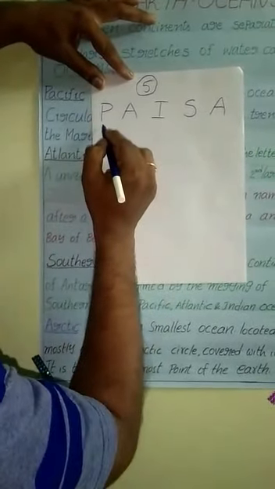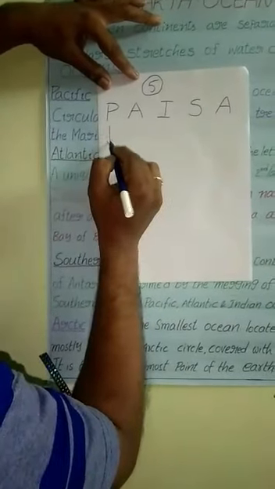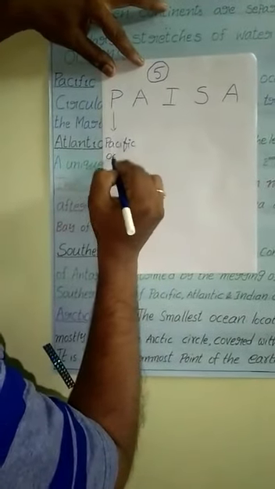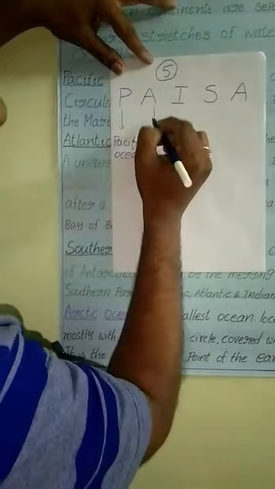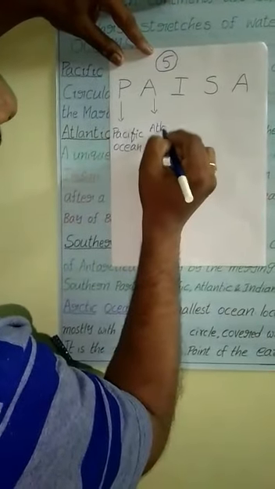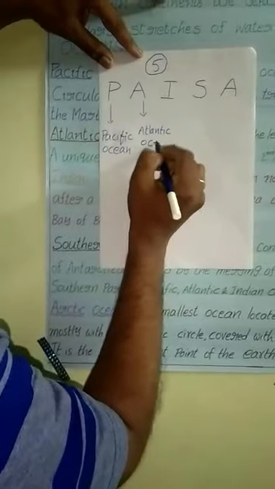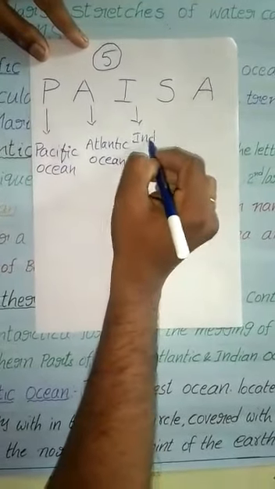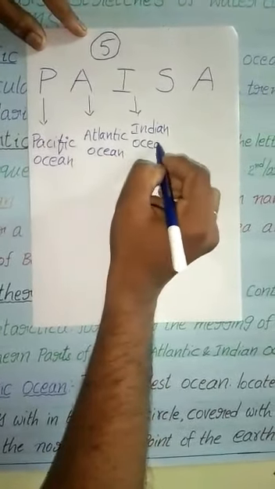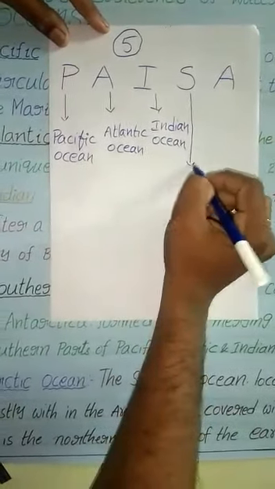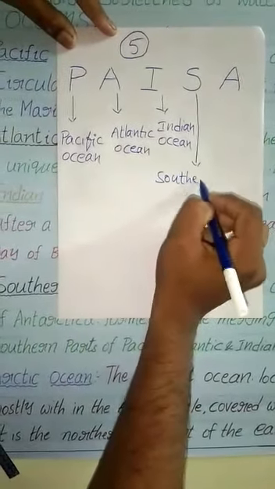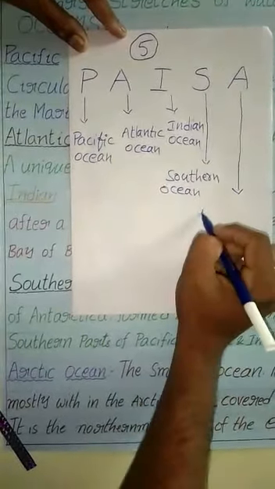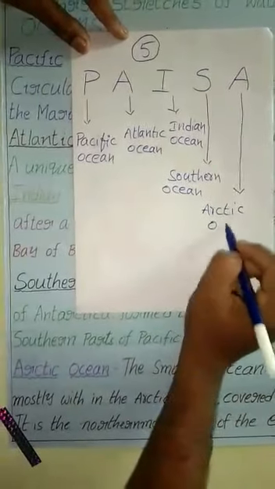See, one letter indicates one ocean. For example, letter P indicates the Pacific Ocean. The second letter A indicates the Atlantic Ocean. The third letter I indicates the Indian Ocean. The fourth letter S indicates the Southern Ocean. And the last one, A, indicates the Arctic Ocean.